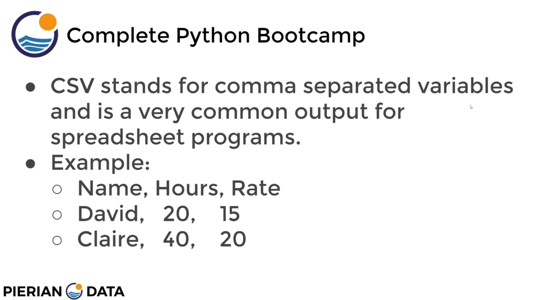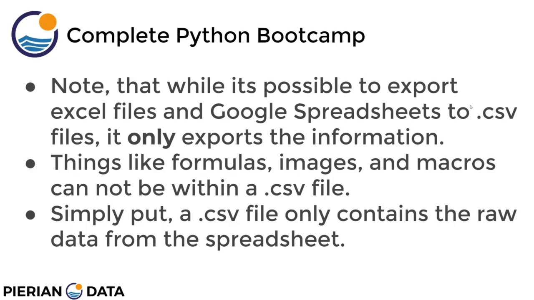And you can technically separate it by other things like a tab, or a horizontal bar, or various other punctuation points like semicolons. And when we deal with this, we'll see that we can actually specify what that separator actually is. Now you should note that while it's possible to export Excel files and Google Spreadsheets to .csv files, it only exports the information. So that is to say things like formulas within Excel, or images, or general functions like macros, those actually can't be within a CSV file. So simply put, the .csv file only contains the raw data from the spreadsheet.